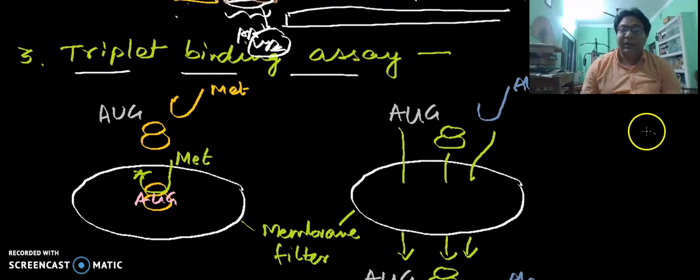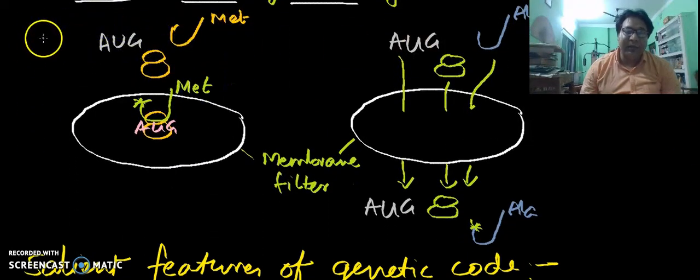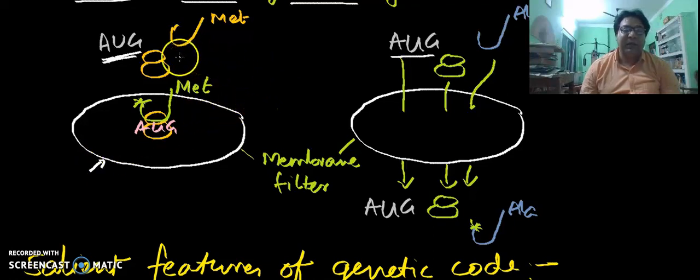What does that mean? When it was possible to synthesize mRNA in the laboratory by Khorana, in fact, then it was possible to synthesize mRNAs comprising of three nucleotides only. So all possible sequences, 64 types of sequences, could be synthesized. Here I have given one example with AUG. And this is a binding assay on the membrane. This is a filter membrane, nitrocellulose or nylon membrane. And this assay is done many times.